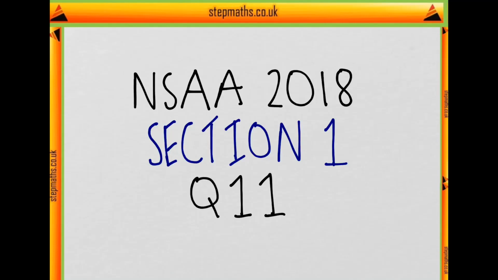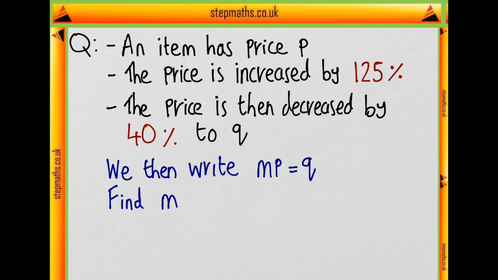This is question 11 of section 1 of the 2018 NSAA paper. In this question, we're given an item and told it has some price P. And then we're told this price is increased by 125% and then it's decreased by 40% to Q. And we can write that P and Q are related in some way by M times P is equal to Q, and we're asked to find M.